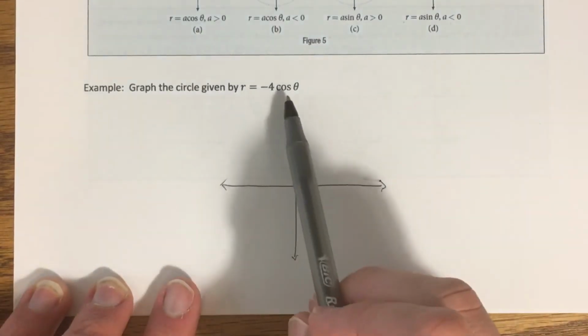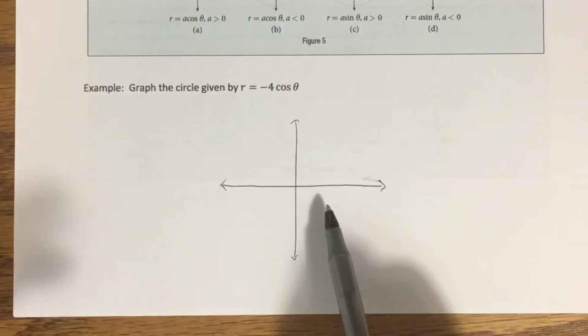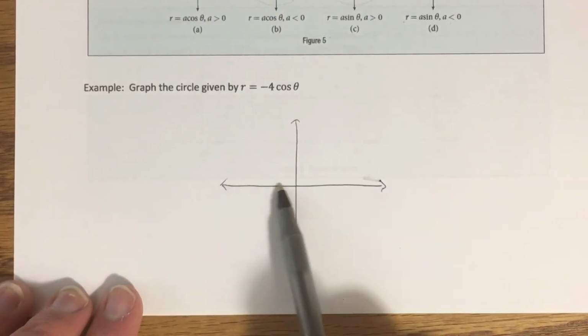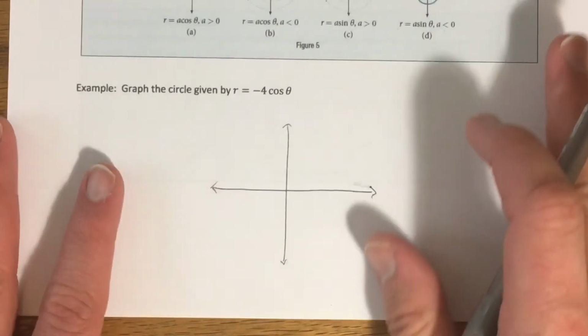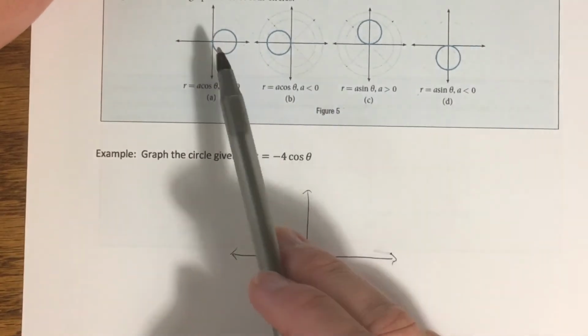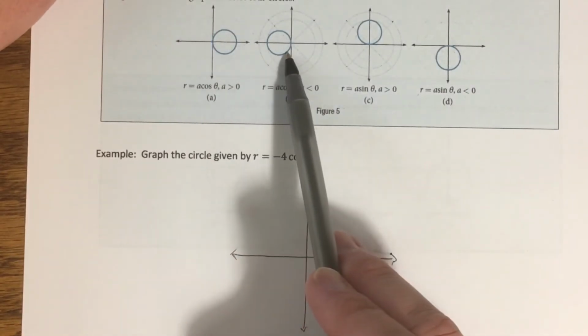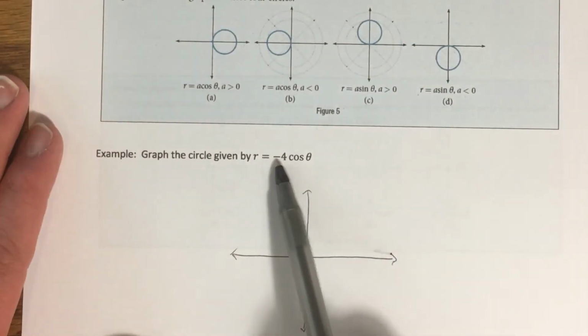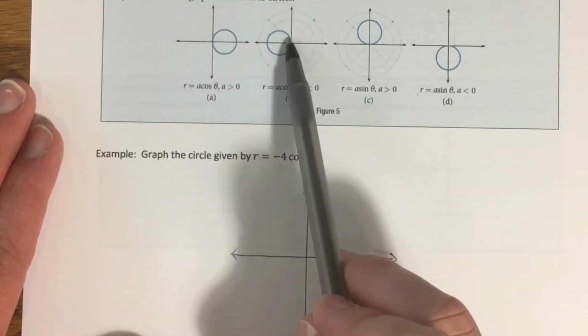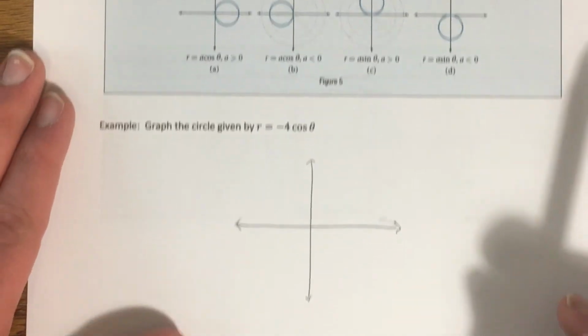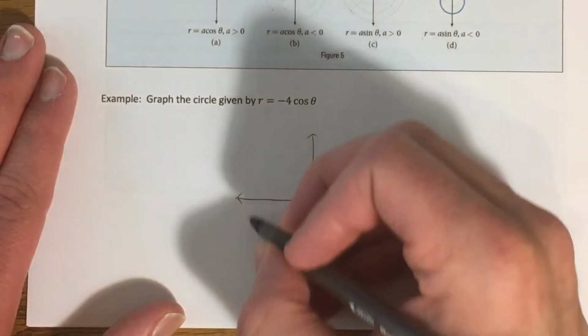Okay. Now the fact that we have a cosine means that the circle is going to be symmetric about the horizontal axis, the polar axis. So it's either going to be a circle that looks like this one or a circle that looks like this one. But the fact that we have a negative coefficient is what narrows it down to this case, where the circle opens to the left. So I'm going to be sketching a circle that goes to the left.